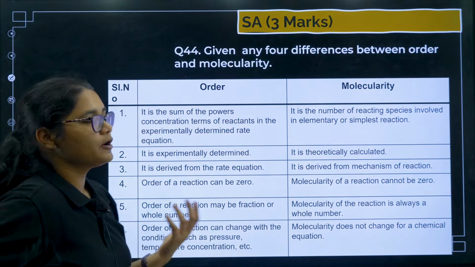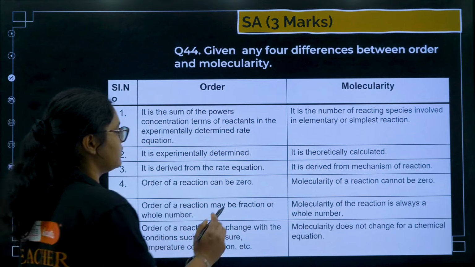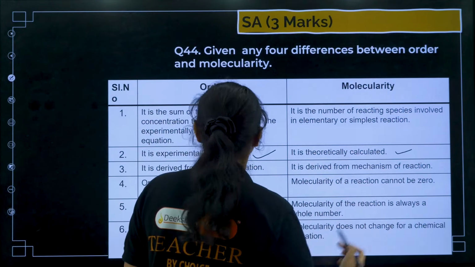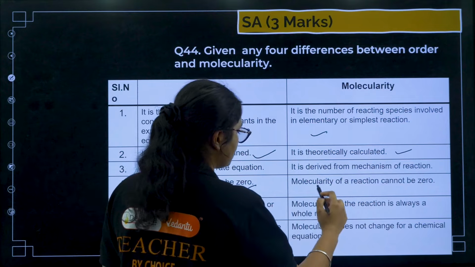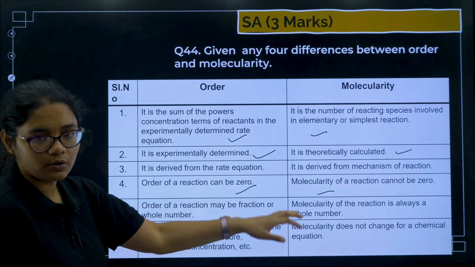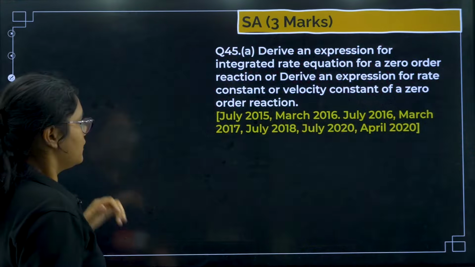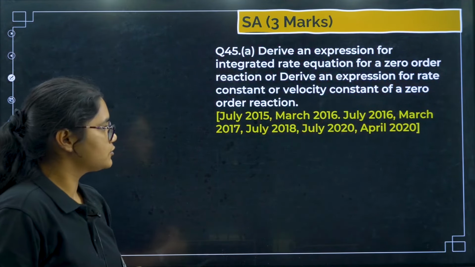Okay, difference between order and molecularity, this is also a very important question. Any 3 points you can write down, like experimentally determined, theoretically determined. Their definitions you can write. Order can be 0, molecularity cannot be 0, it cannot be a fraction, it has to be a whole number. Okay. Next, derive an expression for the integrated rate equation for a 0th order reaction.